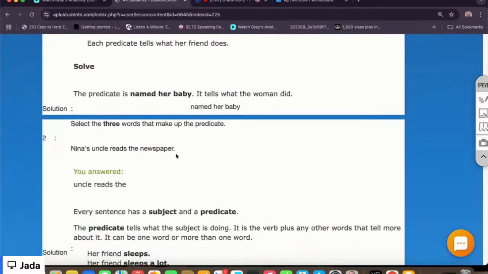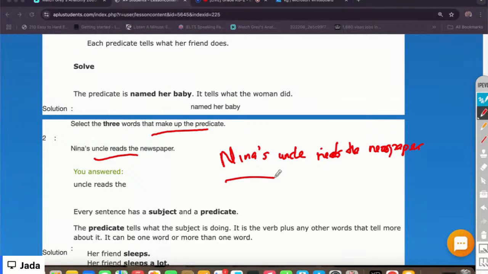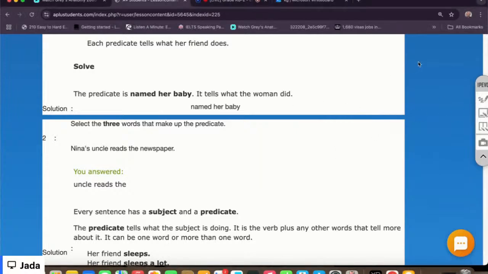So select the three words here that make up the predicate. Nina's uncle reads the newspaper. Okay, so what is the predicate here? Now, Nina's uncle would be the subject, and then reads the newspaper would be the predicate, because that is what Nina's uncle is doing. He's reading the newspaper.